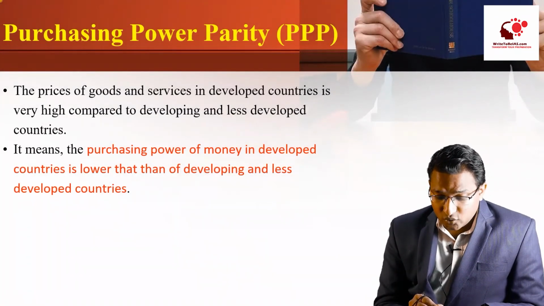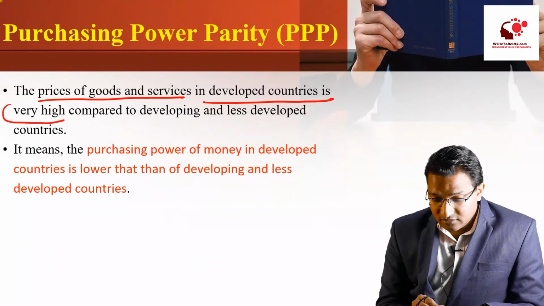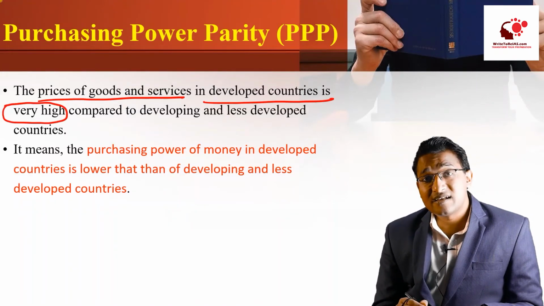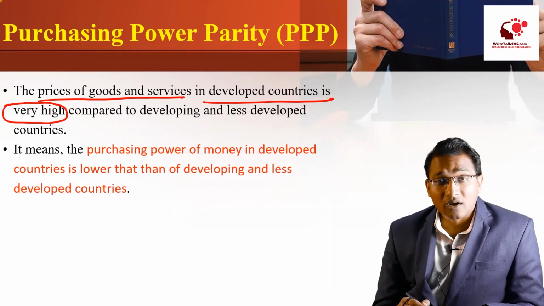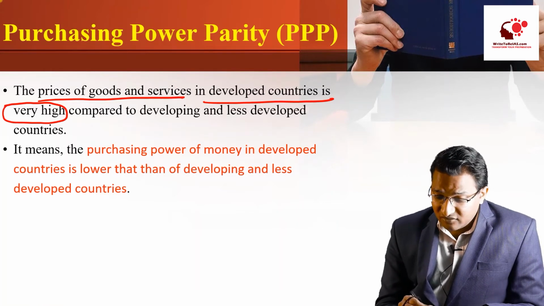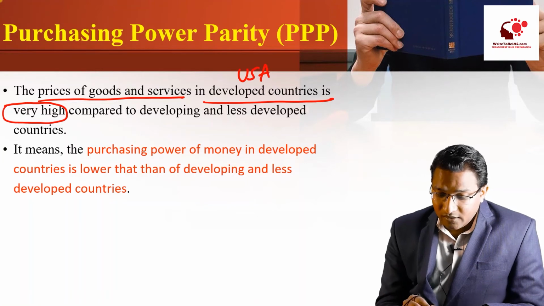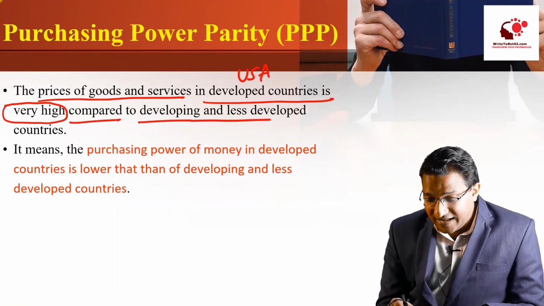The prices of goods and services in developed countries are very high. So we discussed the example of Mr. Rohit and her friend, who had packages of 20 lakh rupees and 30 lakh rupees. The prices of goods and services in developed countries, that is the USA, are very high compared to developing and less developed countries.